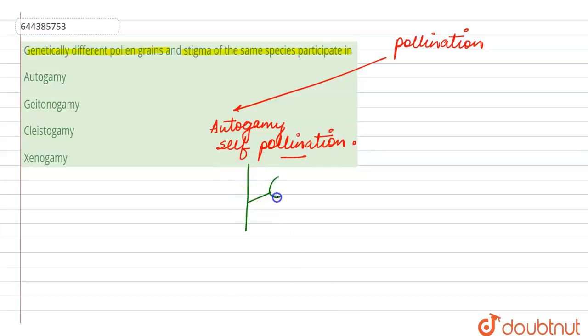So this is the plant. There are bisexual flowers here. So the pollination will take place within the same flower.